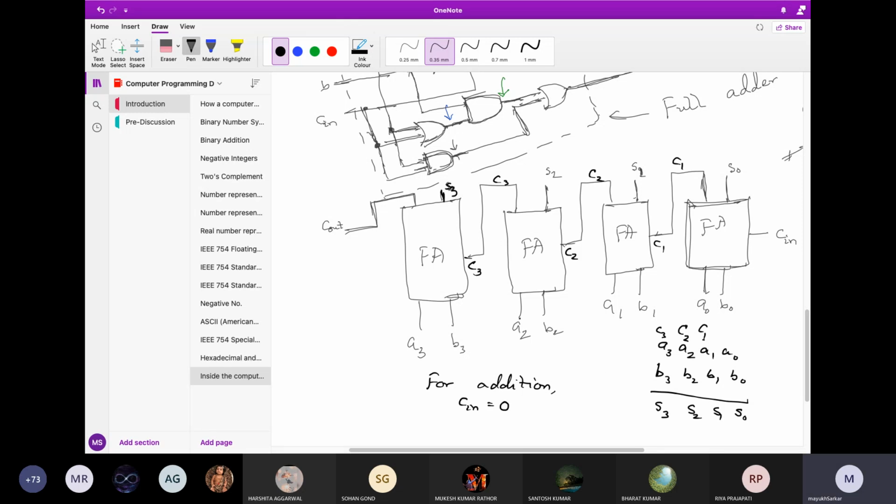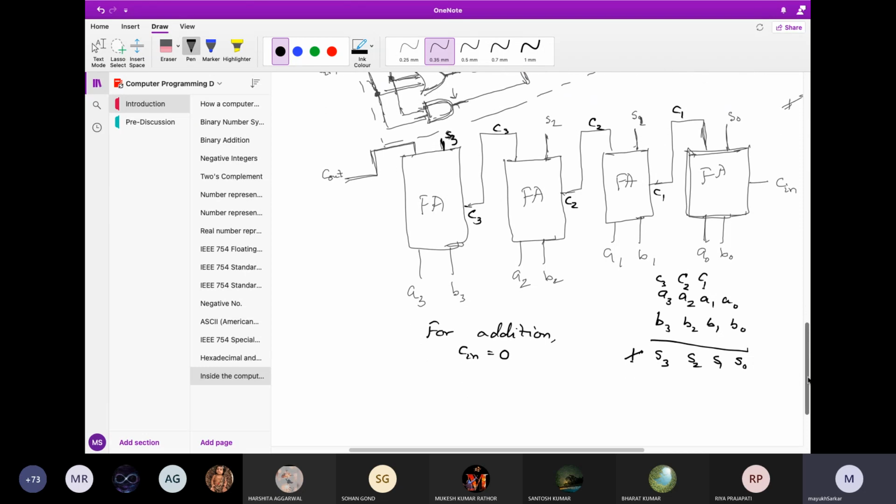And then the C out is neglected from the result of the addition. Whatever is the leftmost bit, whether it's 1 or 0, obviously if it is 0, then it does not have any meaning there. But if it is 1, it is also discarded.